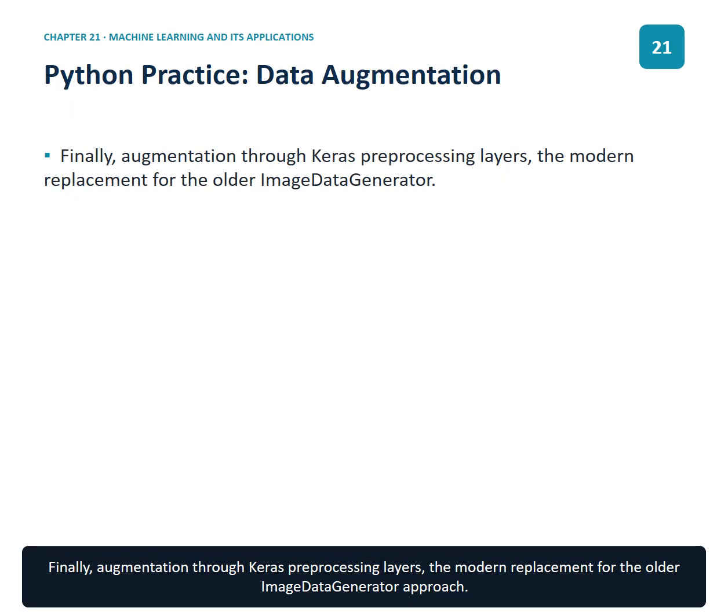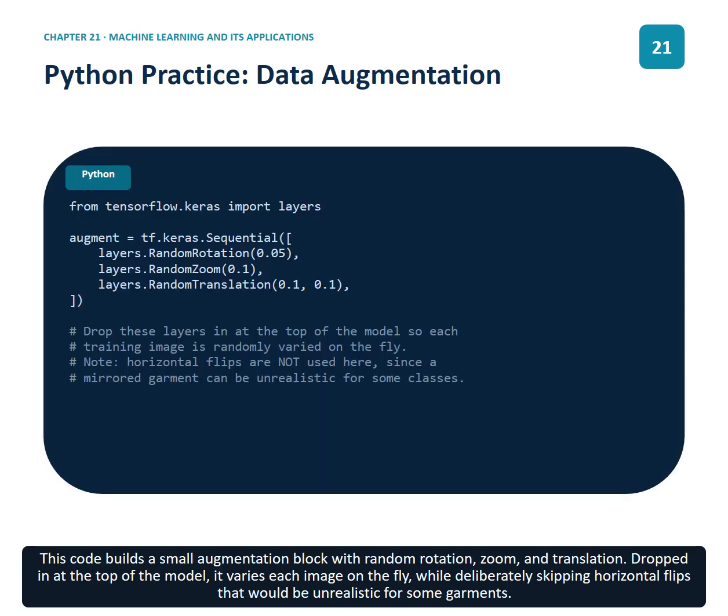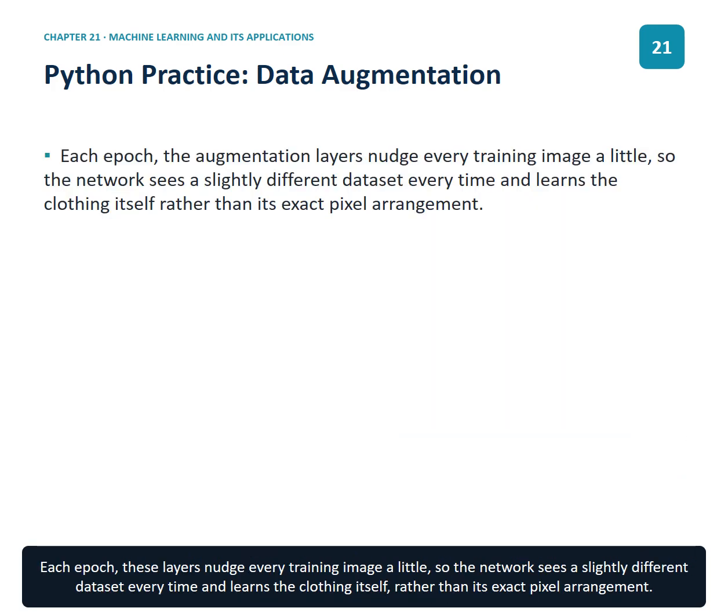Finally, augmentation through Keras preprocessing layers, the modern replacement for the older image data generator approach. This code builds a small augmentation block with random rotation, zoom, and translation. Dropped in at the top of the model, it varies each image on the fly while deliberately skipping horizontal flips that would be unrealistic for some garments. Each epoch, these layers nudge every training image a little, so the network sees a slightly different dataset every time and learns the clothing itself rather than its exact pixel arrangement.